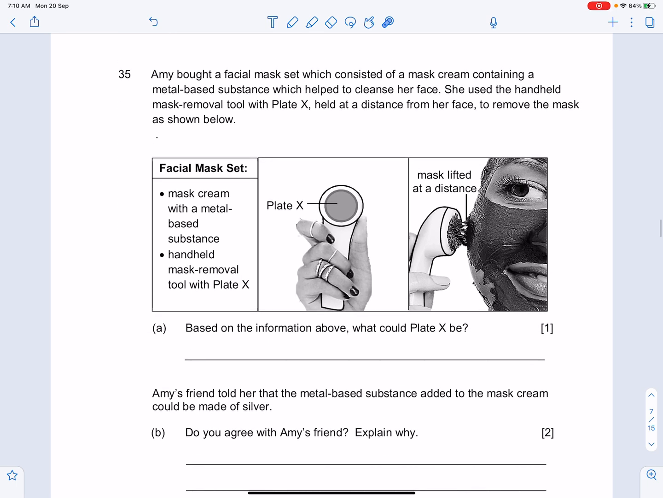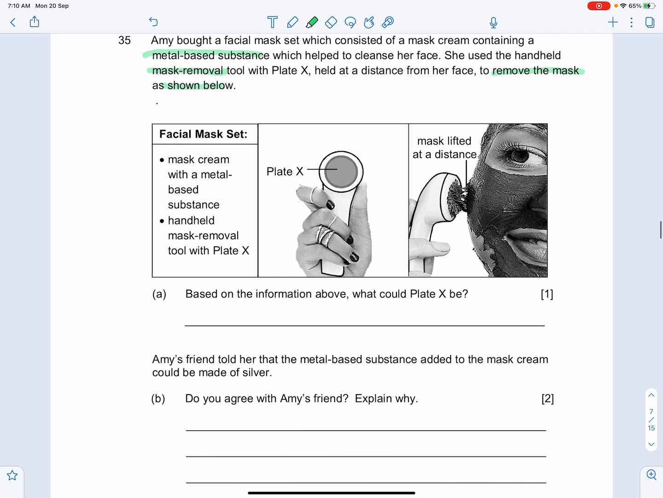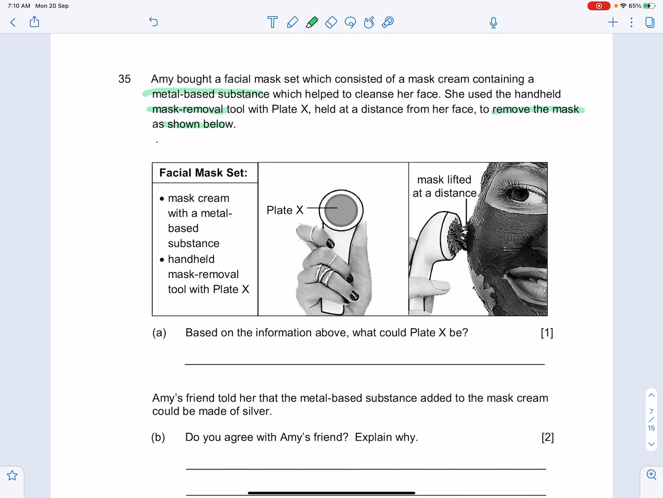Question 35. Amy bought a facial mask set which consists of a mask screen containing metal-based substance which helped to cleanse her face. She used a handheld mask removal tool with plate X held at a distance from her face to remove the mask as shown. Based on the information, what could plate X be? When you think about it, you know that this metal substance is being attracted to this plate X, right?